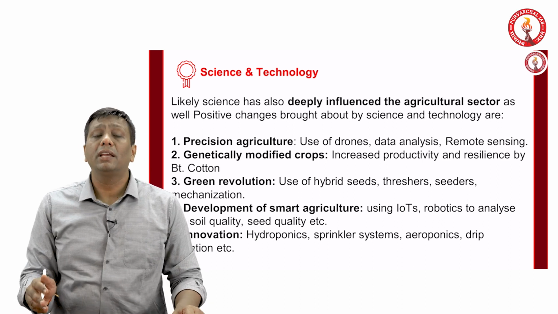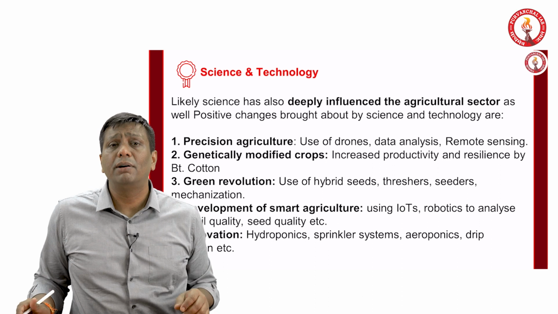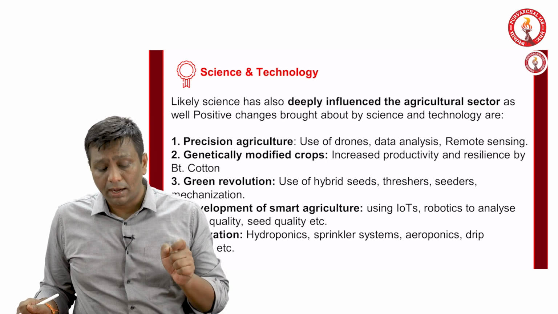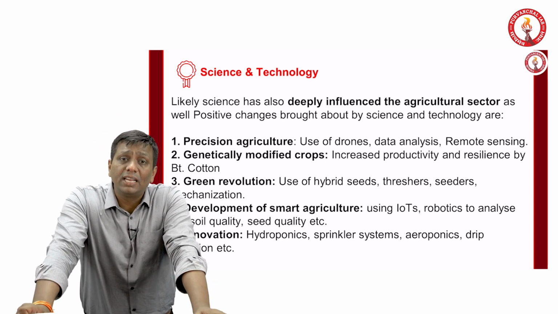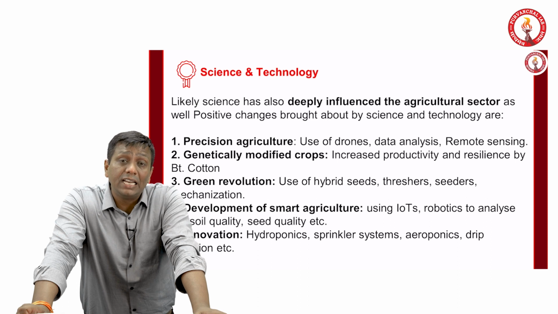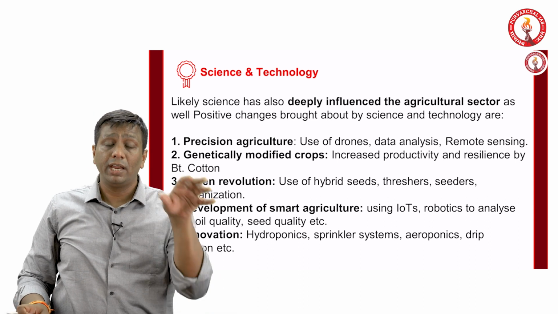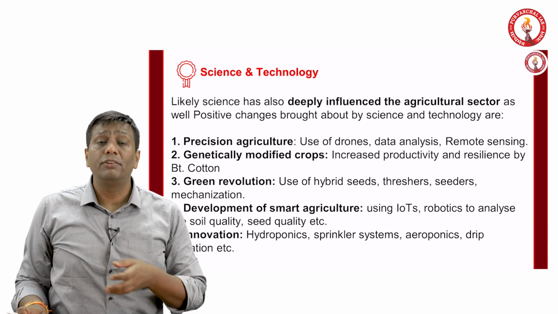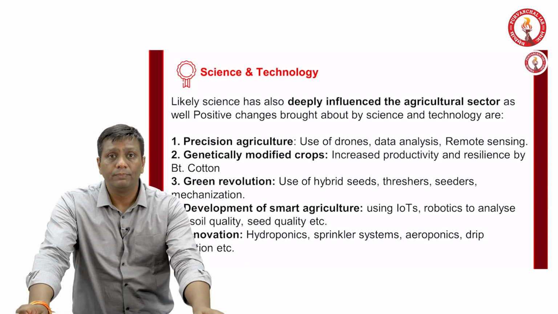So ultimately, in the agriculture sector, what is the role of science and technology? These are some examples. Precision agriculture is possible. What is precision agriculture? In precision agriculture, people can see the role of drones, data analysis, and remote sensing. With the help of remote sensing, you can find out the particular areas and how much they were affected by drought, flood, monitoring, and weather forecasting, and that definitely helps us in the agriculture sector.